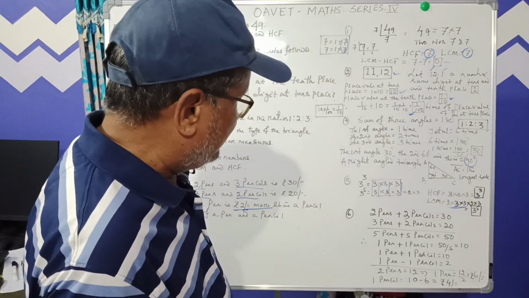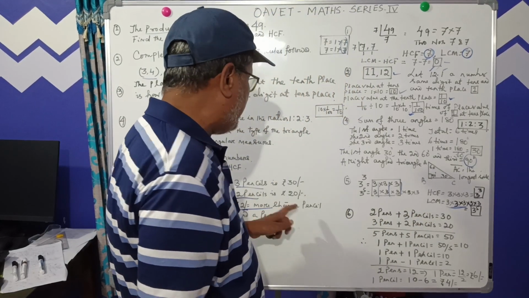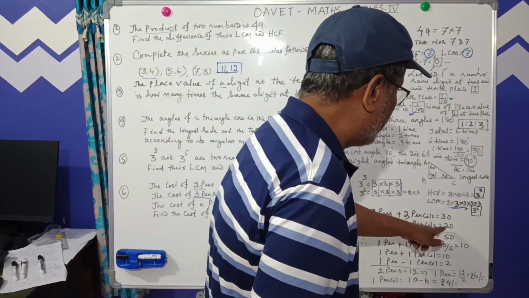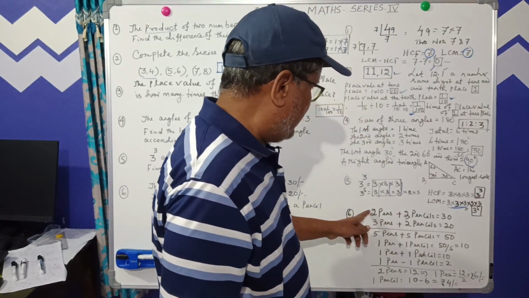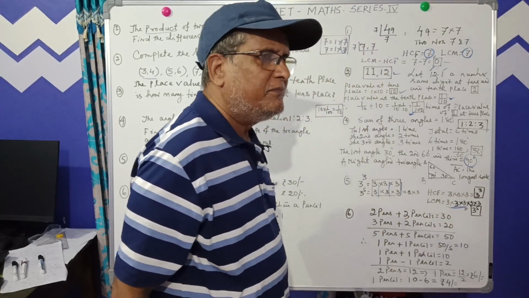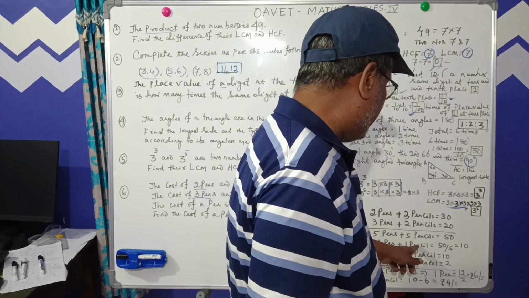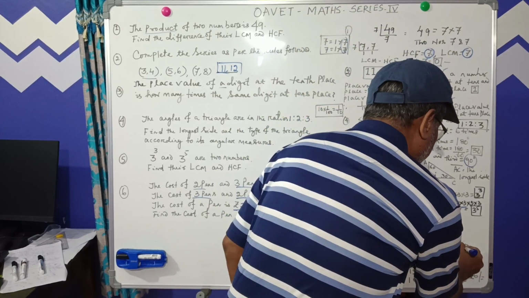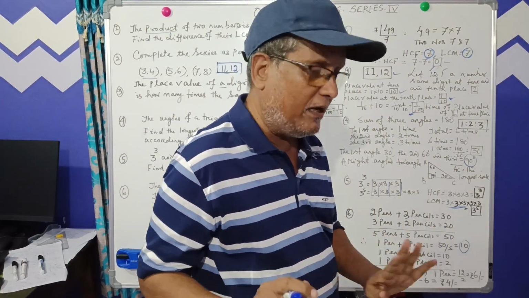It is very simple. The cost of two pens and three pencils is equal to 30, and the cost of three pens and two pencils is 20. Let us add them. Now see, 5 pens plus 5 pencils is equal to 50 rupees. Taking 5 common, 1 pen plus 1 pencil is 50 by 5, 10 rupees.